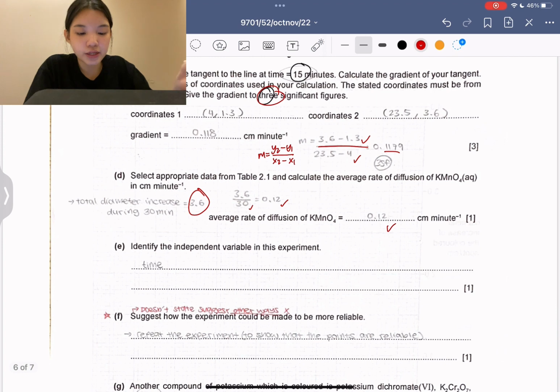Identify the independent variable in this experiment, which is the variable that you change in order to get the values, is time.